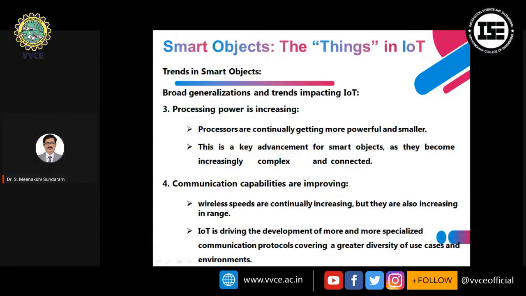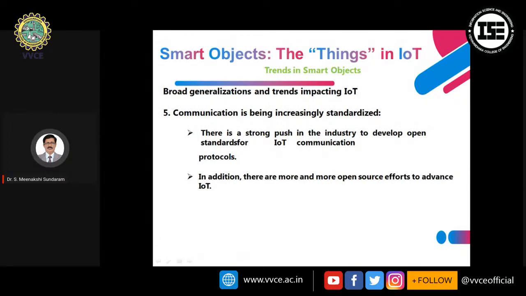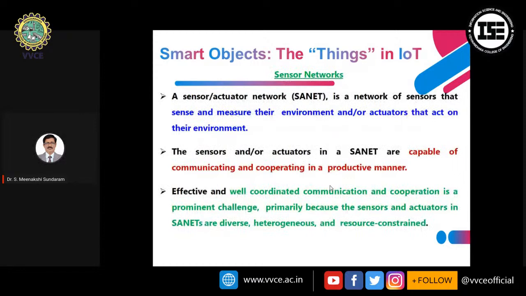Communication capabilities are improving. Wireless technologies keep on improving, and so do protocols, the security for the protocols, and standardization of these protocols in diverse use cases in multiple environments for multiple applications. There is a steady increase in all these technologies, let it be power, processing, or communication. And as I told, communication is being increasingly standardized. There is a strong push in the industry to develop open standards for IoT communication protocols. In addition, there are more and more open source efforts to advance IoT.